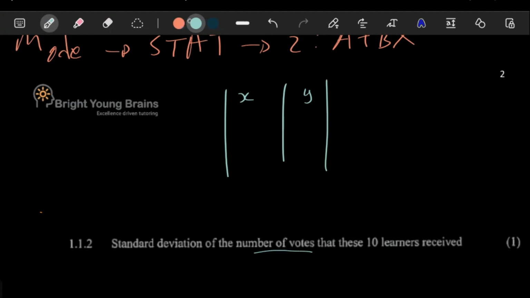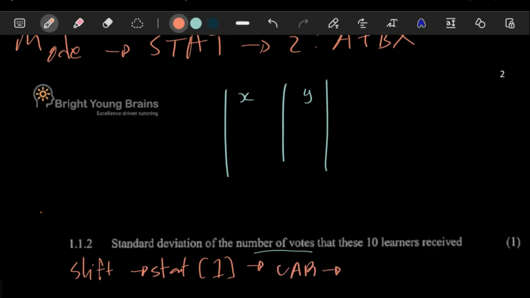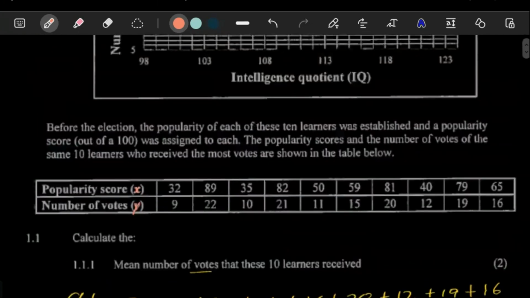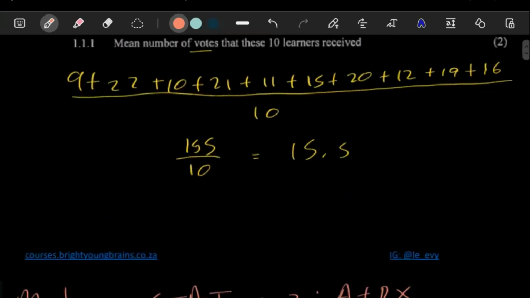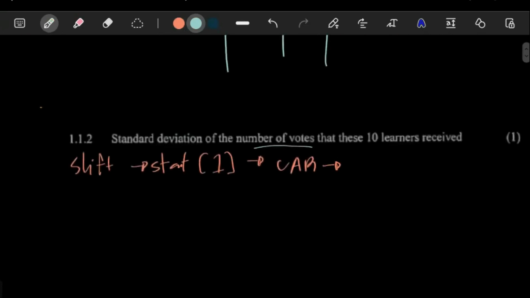So let me just write it out here. Shift stat, which will be the number 1 button, and then you click on var. There we go. After clicking on var, you need to think: for the x values, it's the popularity scores. The y values are the votes. So you click on the one that looks like this, with a y, which is option number 6.